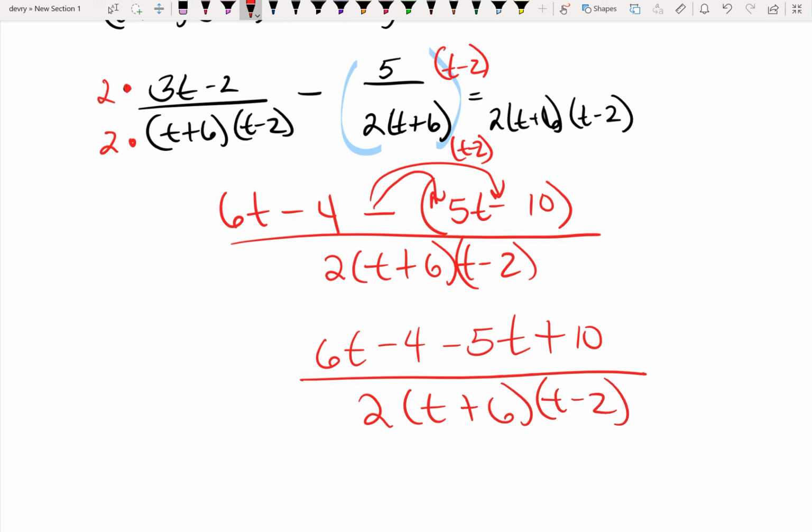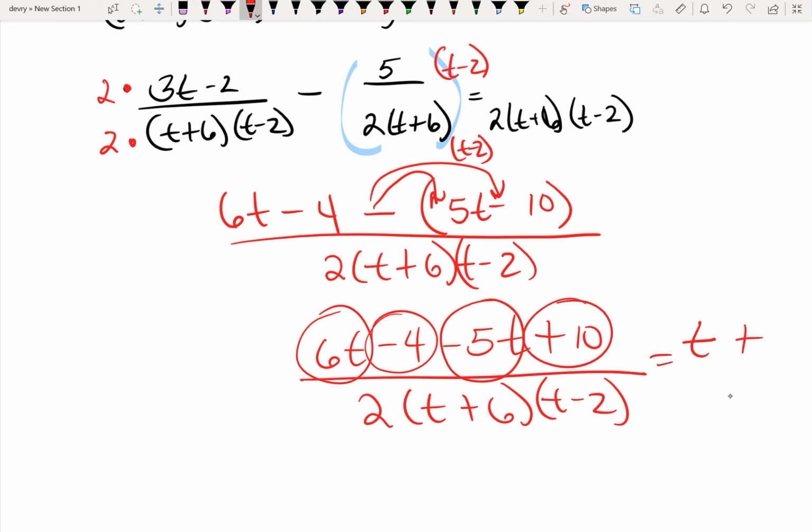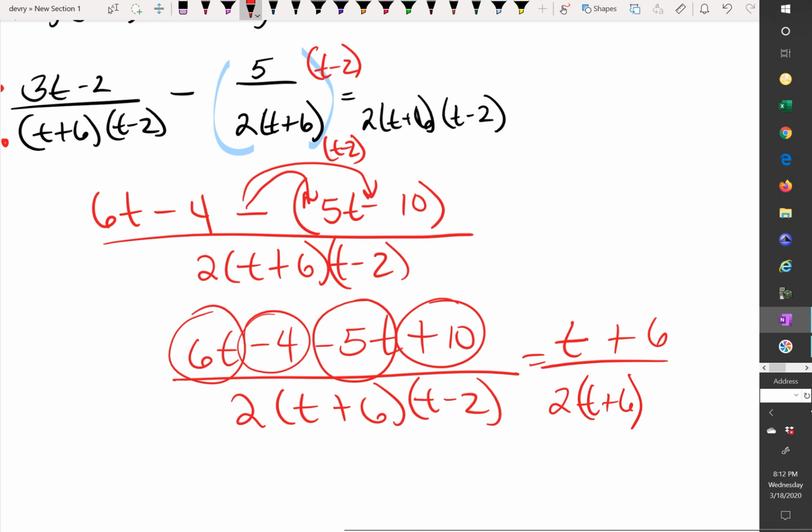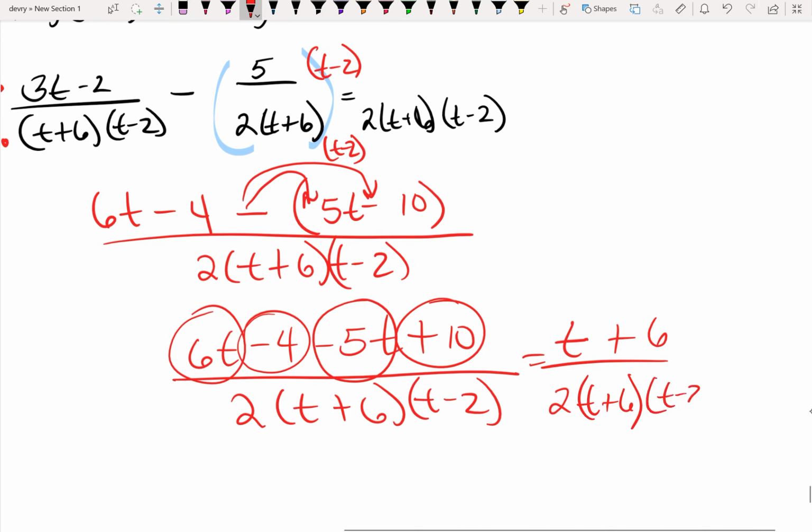So combining like terms, I end up with 6t minus 5t, which is simply t. This value and this value added together is t plus 6. And all of this over 2 times t plus 6 times t minus 2. So the t plus 6 will cancel with this. And yes, do not leave a 0 up here. There's at least a 1 sitting there. So it's 1 over 2 times t minus 2. Alright?